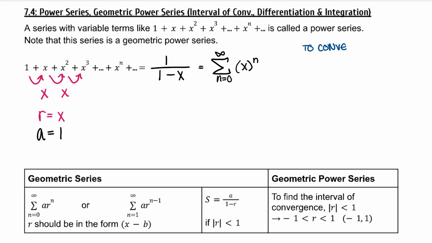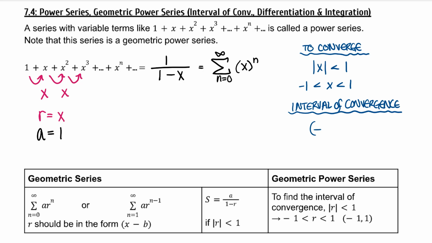For this geometric power series to converge, we need the absolute value of the common ratio to be less than 1. This is a compound inequality where x is less than 1 and greater than negative 1. Therefore, the interval of convergence is negative 1 to 1. If x is a value on this interval, then this geometric power series will converge. If x is not on this interval, then this geometric power series will diverge.